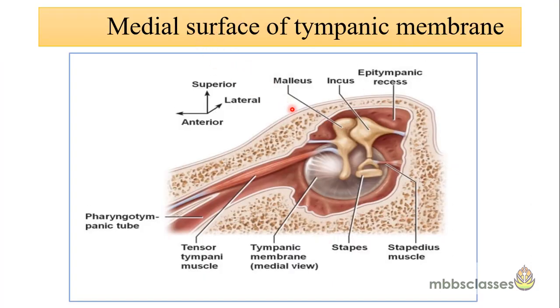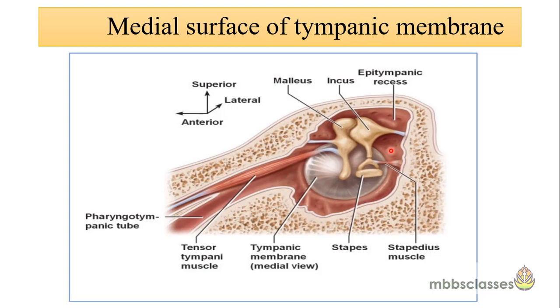So this is the medial surface of the tympanic membrane, which is facing towards the middle ear cavity. As you can see here, this tympanic membrane is thickened at the periphery to form a fibrocartilaginous annulus, or we call it a fibrous annulus. So this thickened rim, as you can see around the circumference, is known as the fibrous annulus. This fibrous annulus sits comfortably in a bony sulcus in the tympanic part of the temporal bone.